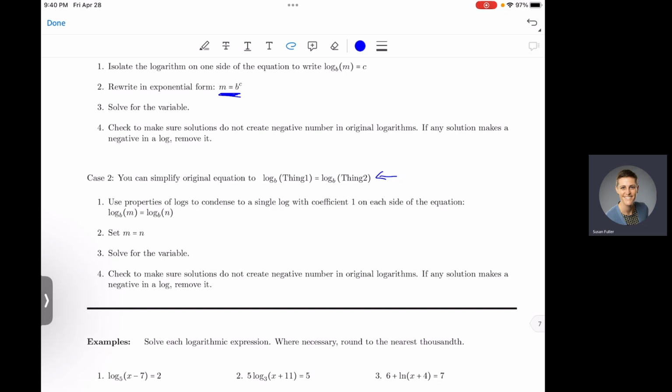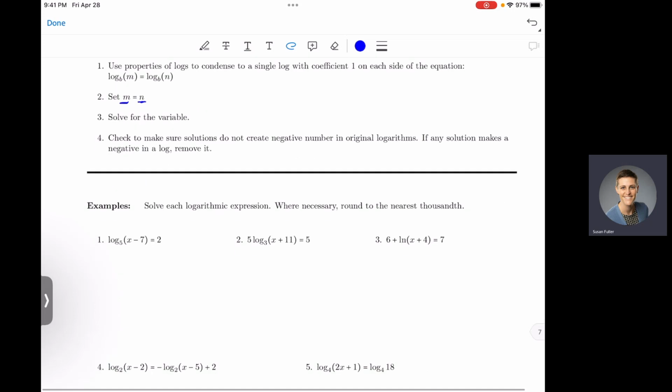And then if you have log base b of one thing equaling log base b of another thing, we're doing the same process to two numbers and getting the same thing. What that means is that those two things have to be equal. So you're going to set the stuff inside the logs equal to each other. Then you're going to solve for the variable. And again, make sure that you don't create negative numbers or zeros in any logarithms. If any solution does, toss it out.